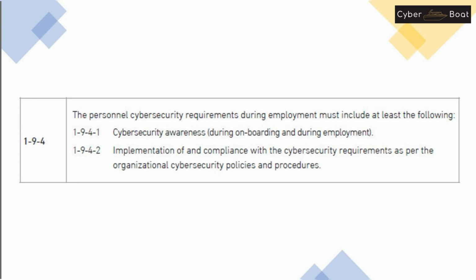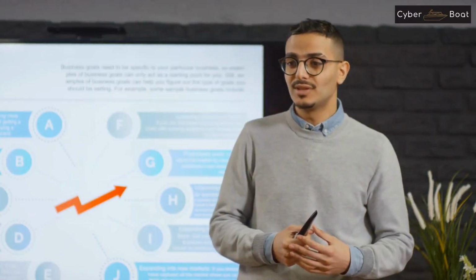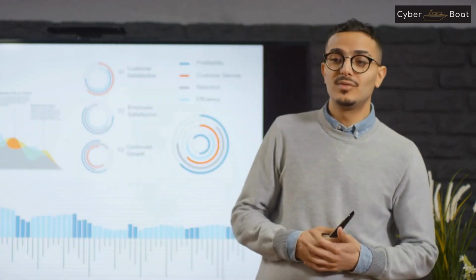Control 1-9-4 is all about ensuring that personnel cybersecurity requirements are implemented and followed during the employment of an individual in the organization. This control has two parts. 1-9-4-1, Cybersecurity awareness. This is about making sure that employees are aware of the cybersecurity risks and requirements that they need to follow while working in the organization. This can be achieved by providing regular training, awareness campaigns, and making sure that employees are aware of the organizational cybersecurity policies and procedures.